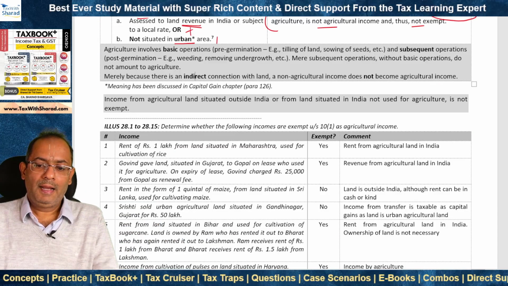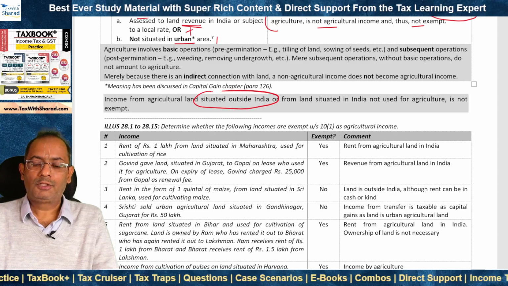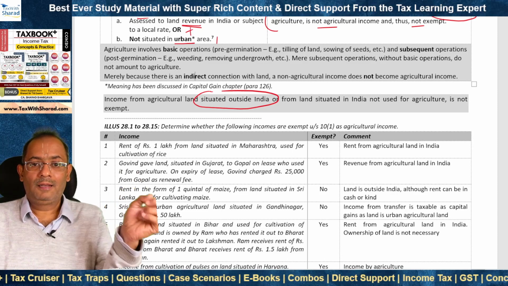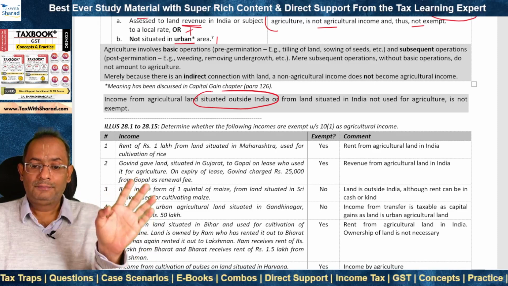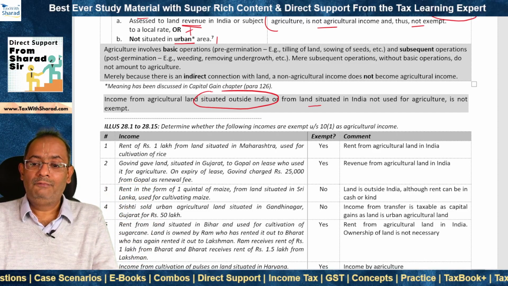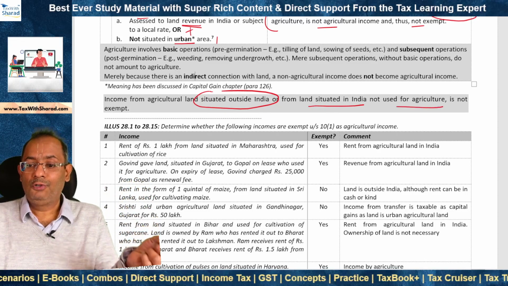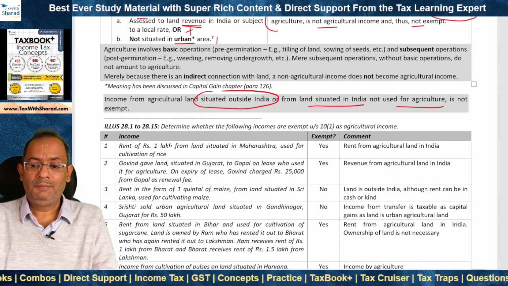Income from agricultural land situated outside India is not exempt because agricultural land should be situated in India. Or income from land which is though situated in India but is not used for agriculture is also not exempt under section 10(1).